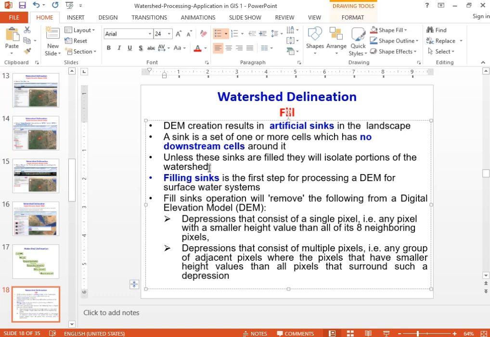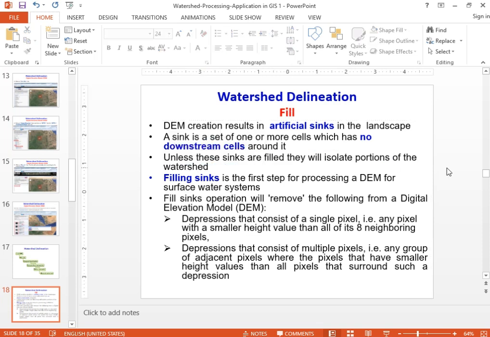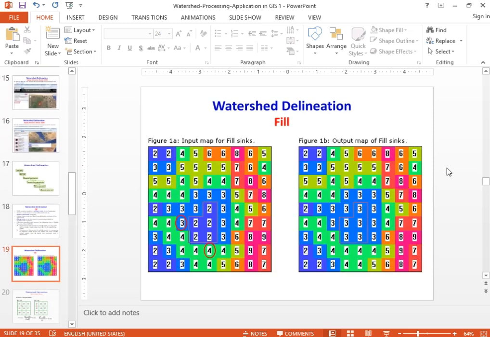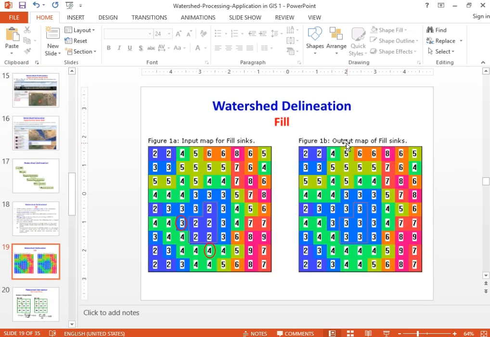So that is why we are working on the field sync before we proceed to flow directions. For instance, if you see here the input map for the field sync, around these sections of the map, the value is lower. That means the value is 2. If the water under this section may sink at this point, it does not drain from the watershed.